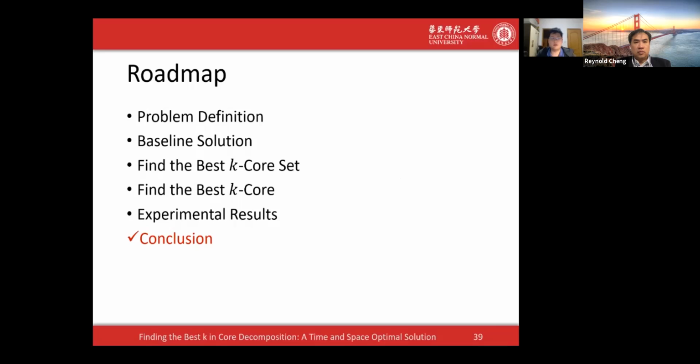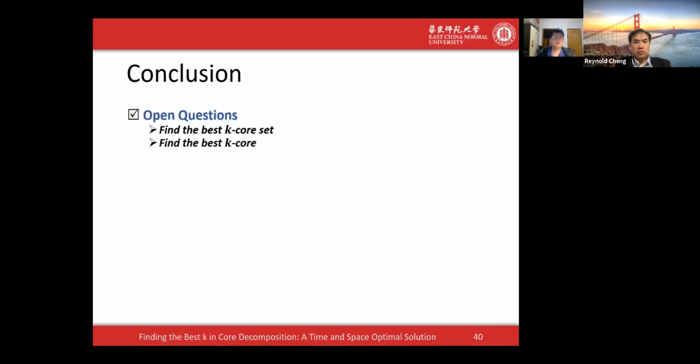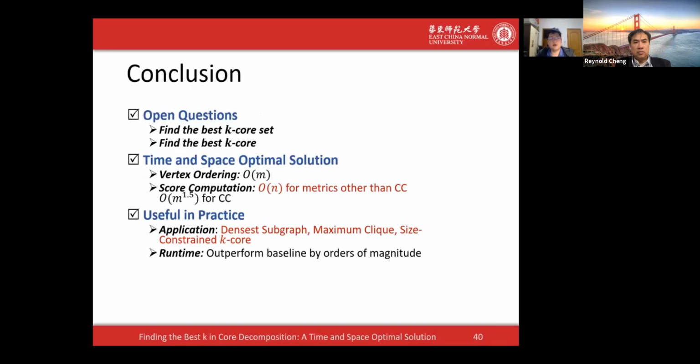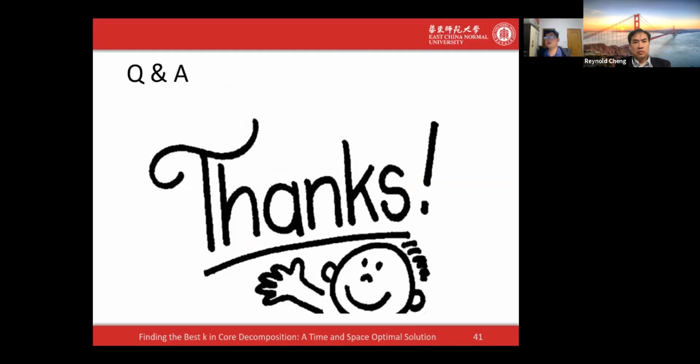Next, I will introduce the conclusion. We propose 2 open questions, and we propose a time and space optimal solution for the problem. We can compute the score in O(n) time for metrics other than CC. And we found that our algorithm is very useful in practice. And we identified 3 important applications, and our algorithm outperforms the baseline by orders of magnitude. And that's all. Thank you.